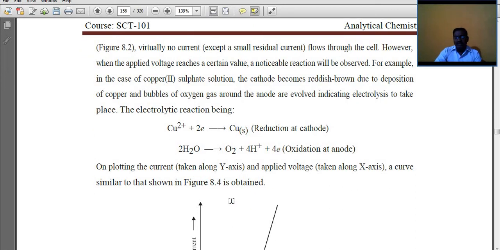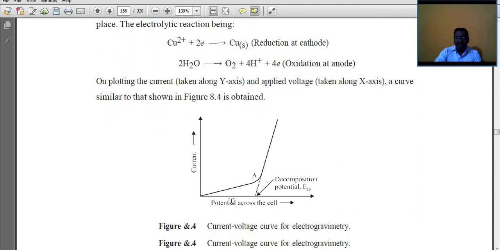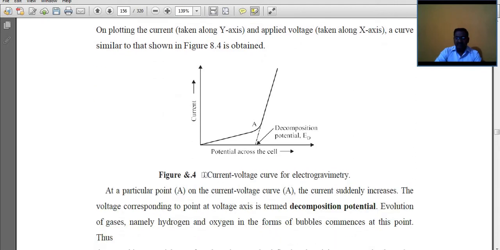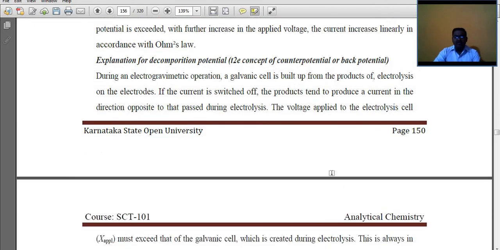The electrolytic reactions are Cu2+ + 2e- gives Cu, that is, reduction at the cathode. 2H2O gives O2 + 4H+ + 4e-, that is, oxidation at the anode. This is the graph of the current voltage curve for electrogravimetry. The explanation for decomposition potential, that is, back potential.